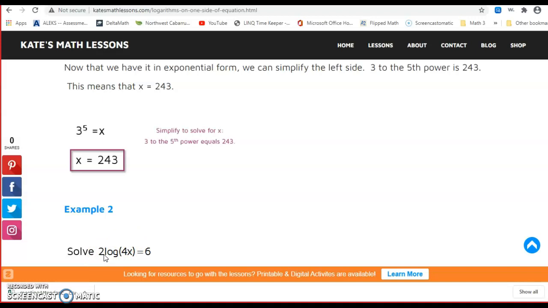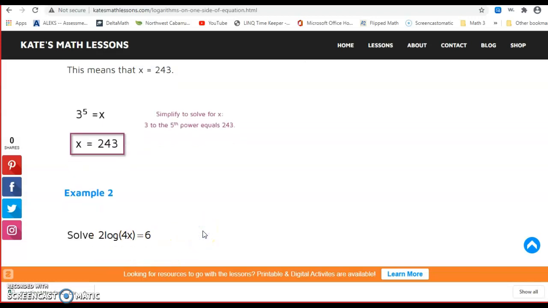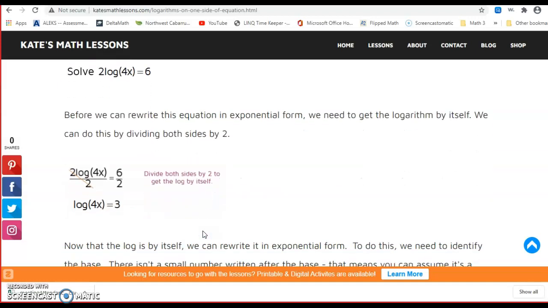Now this is kind of like isolating an absolute value. If there's something out front of it, or something like plus blah, blah, blah out here, you move everything over to the other side. You're isolating the log function. So for this one, I'm going to divide both sides by 2. That gives me log 4x equals 3. Now I cannot divide by 4 because that's inside the argument, right next to the log, to the right of it. So you can't do that.